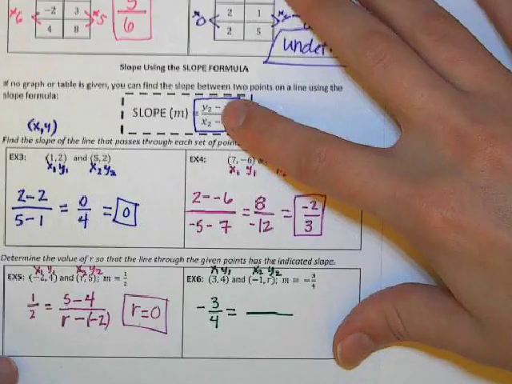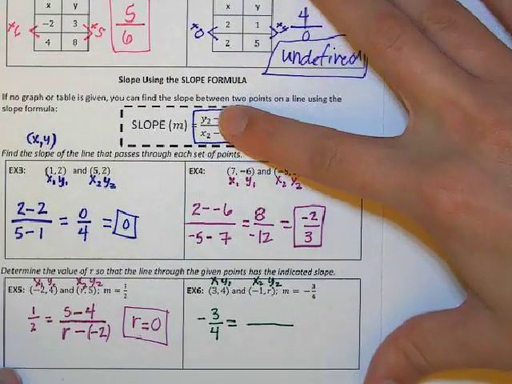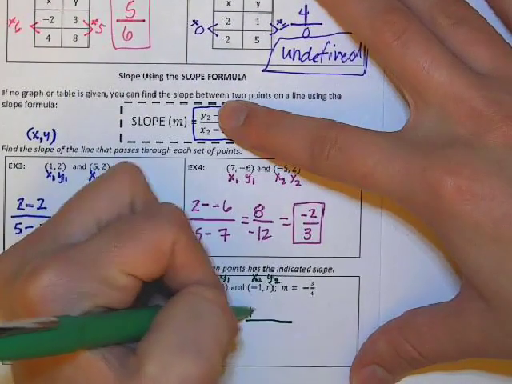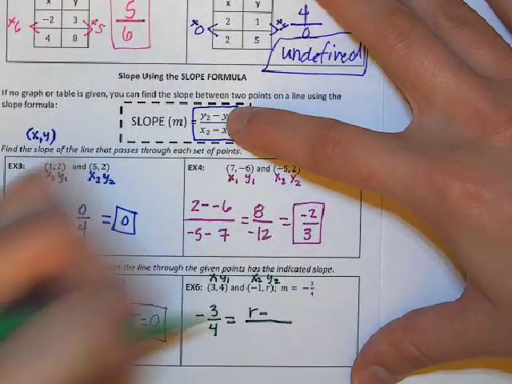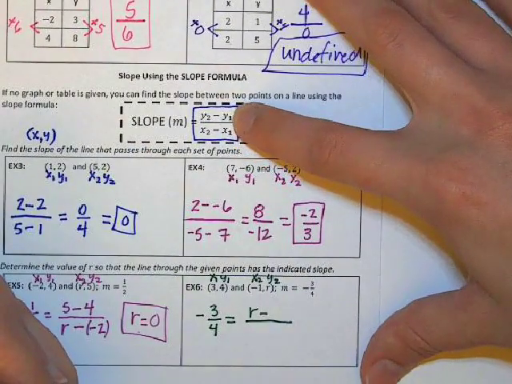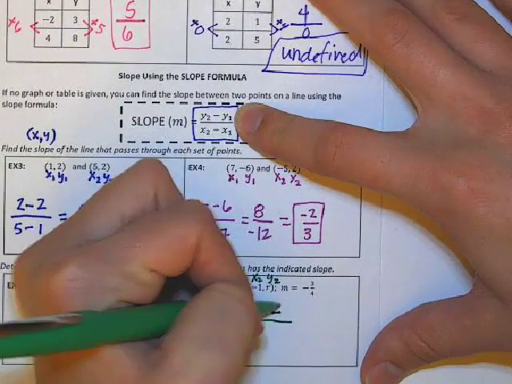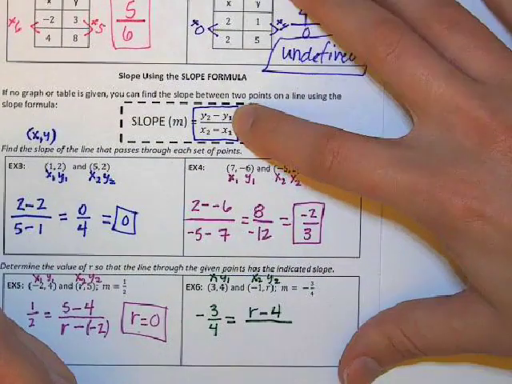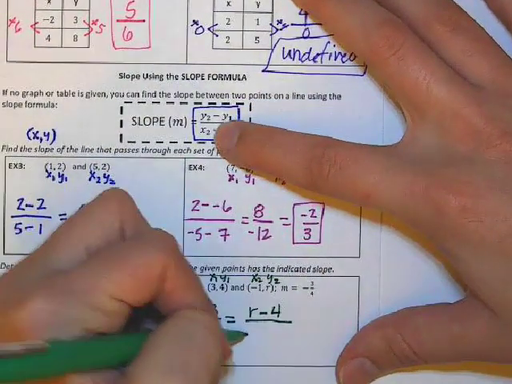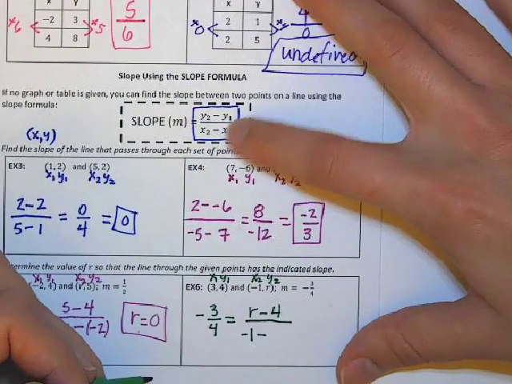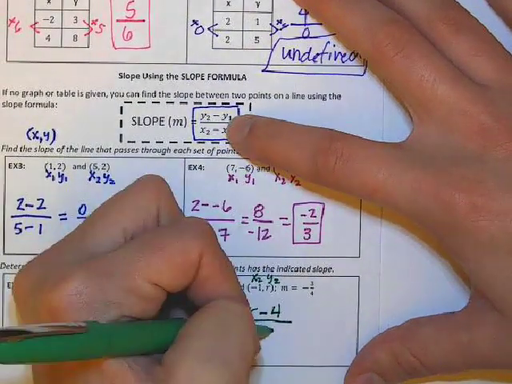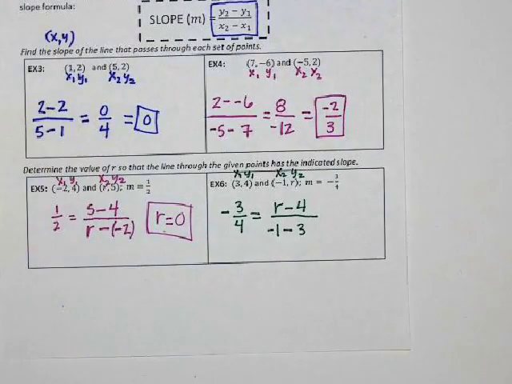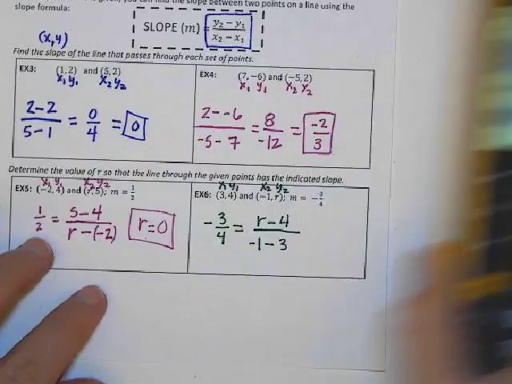Okay, according to my equation, I'm going to start with Y2. What is Y2? R. Minus, because that's in my equation. My Y1 is 4. Then I've got X2, which is negative 1, minus my X1 is 3. How do I do this?